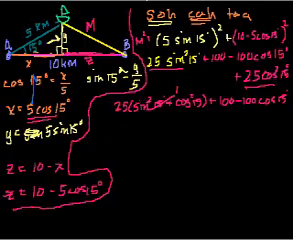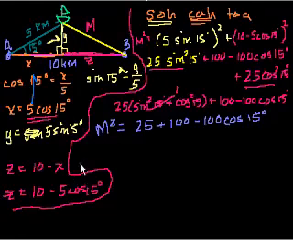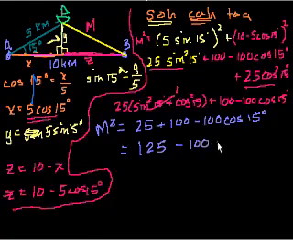So I can simplify this to, and I will now change colors just to be arbitrary, 25 plus 100 minus 100 cosine of 15 degrees. And this is what m squared is equal to. And I used the variable m because it stands for nothing relevant to this problem. And that equals 125 minus 100 cosine of 15 degrees.